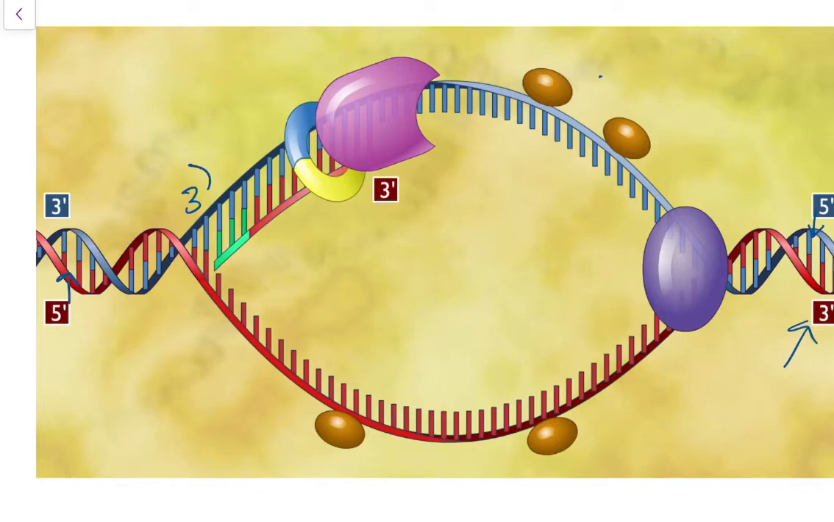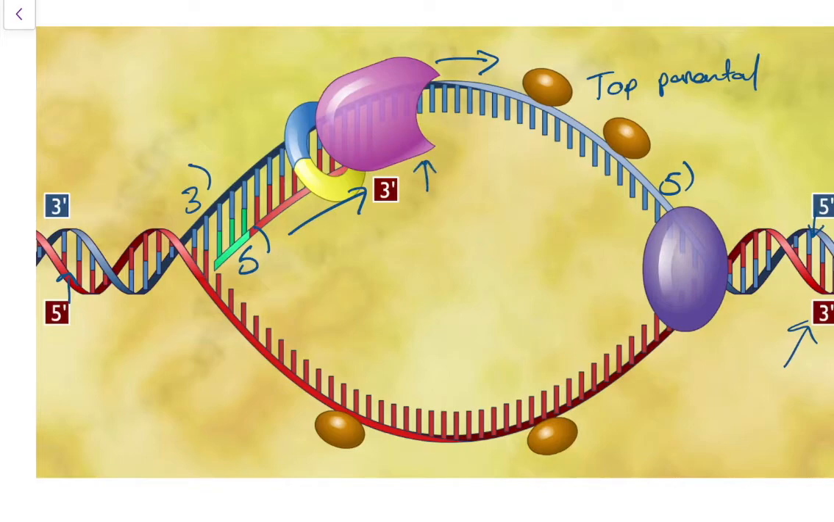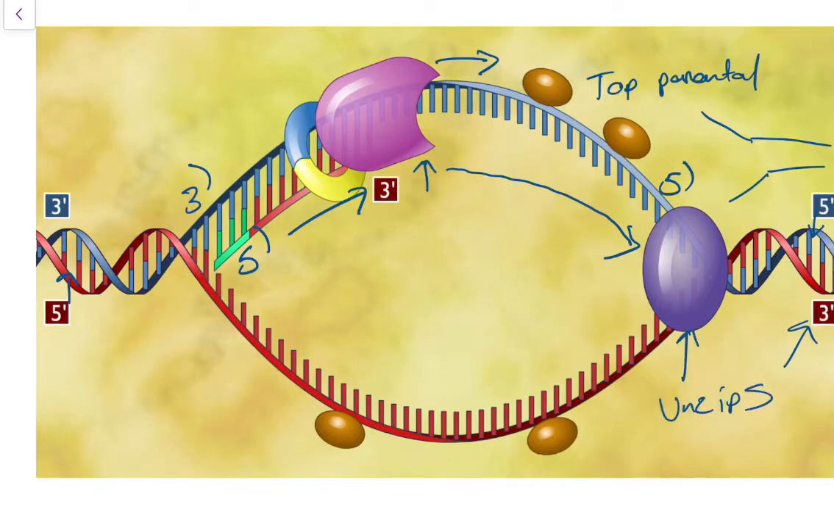If this top strand, the top parental, is running 3' to 5', then the new strand will be running the opposite. It will be running 5' to 3'. So that's fine. This enzyme, DNA polymerase 3, can keep adding in towards our fork in the road. It can keep going, and as fast as the helicase unzips, this will move towards adding in new nucleotides. So that's fine.